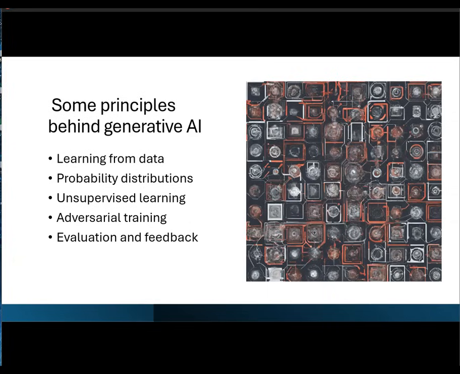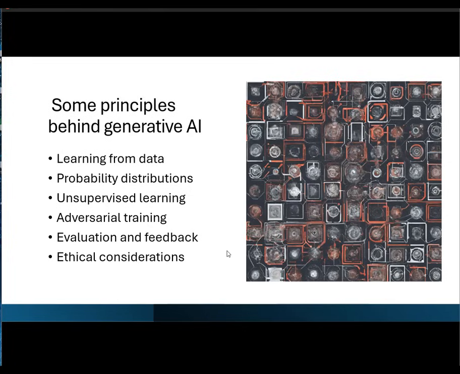Evaluating the quality and realistic nature of the generated samples is also very crucial in generative AI. Various evaluation metrics and techniques, such as human evaluation or statistical measures, are used to assess the generated data's quality. Now, the feedback from the evaluation is used to improve the model iteratively.